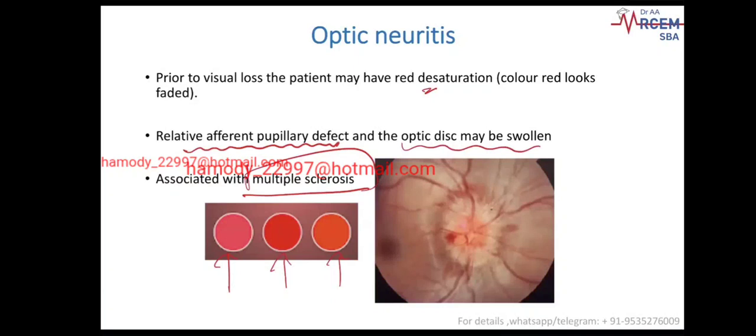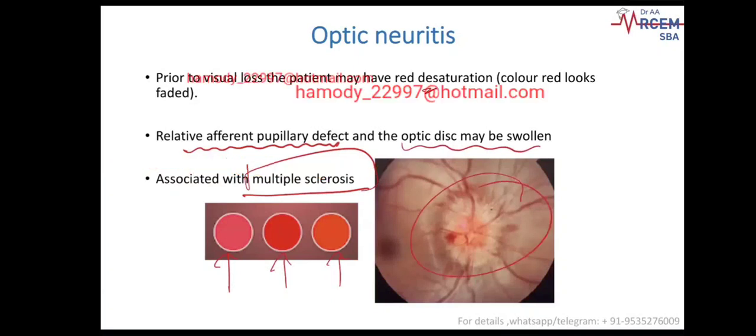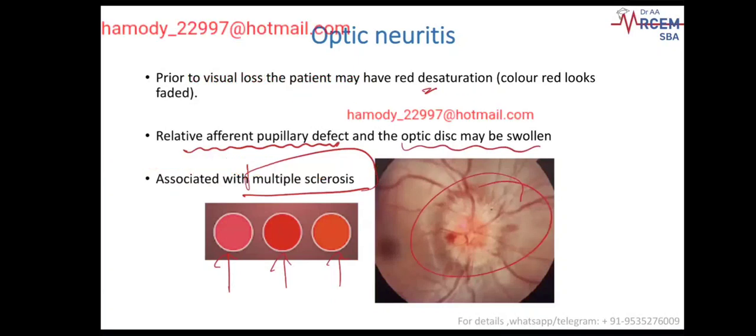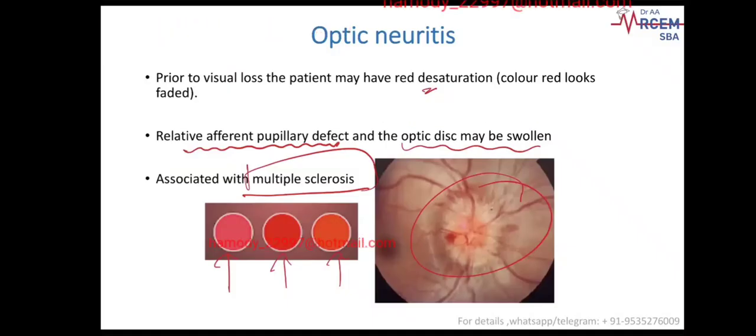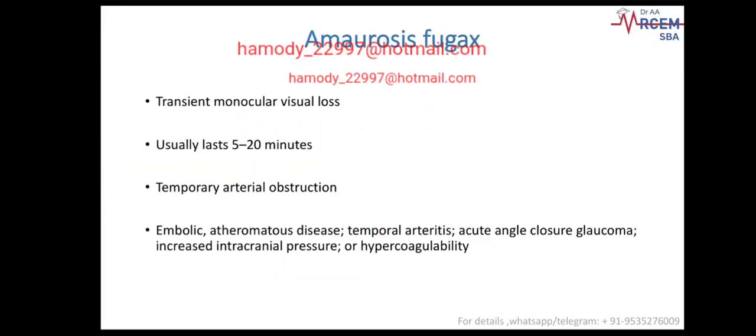Optic discs may be swollen. So papilledema will be present in this individual and afferent pupillary defect will be seen in this individual. This we have already discussed in the neurology chapter. It's just for completion purposes that I put it across here.